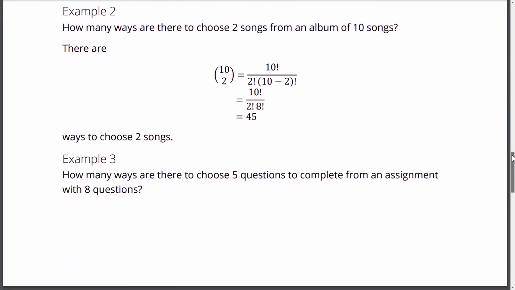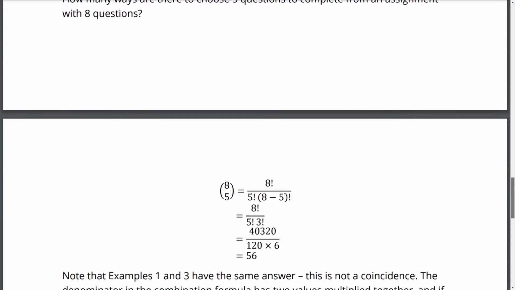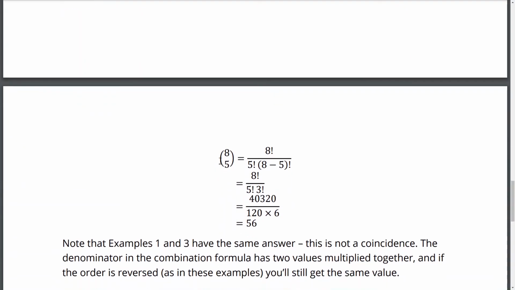Sorry, I should finish that off. How many ways are there to choose 5 questions to complete from an assignment with 8 questions? Well, here we have 8 choose 5. That's 8 factorial divided by 5 factorial times (8 minus 5) factorial, which is 3 factorial. And we get that same answer, 56. And that's not a coincidence.